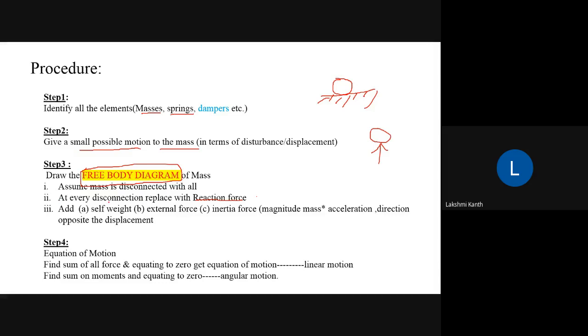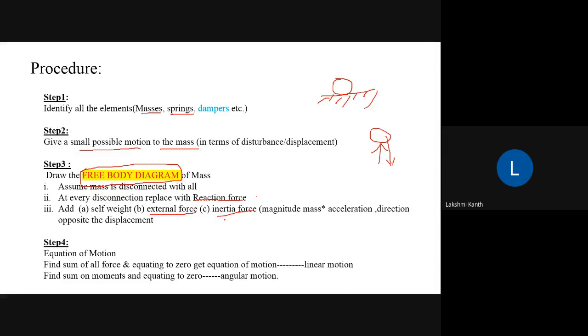So how many connections are there with that mass? For n number of connections, n number of reaction forces replace those connections. After this replacement of reaction forces, there are some adding points. What are those? Add the self weight, this is the next force, and the external forces. If there are any external forces acting on the system, add those to the system, and the inertia force, again a resistance force.